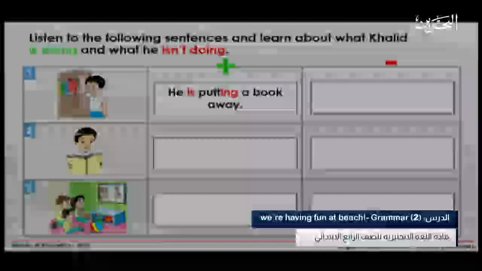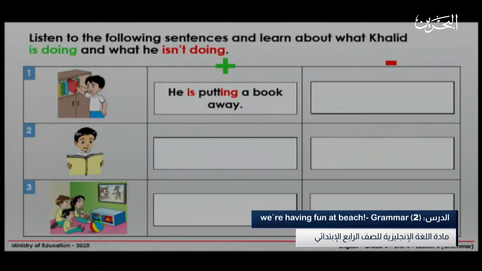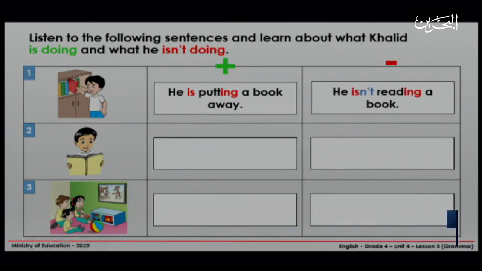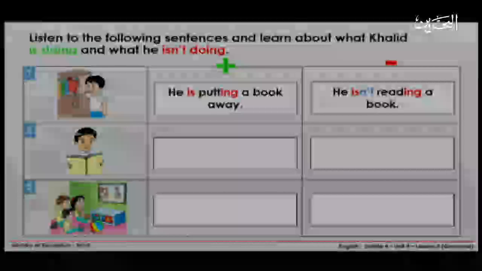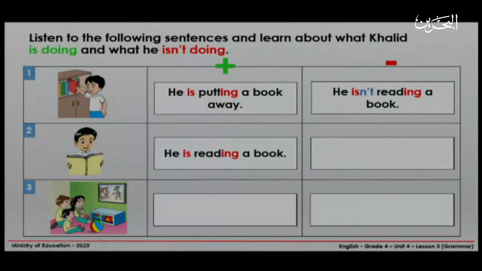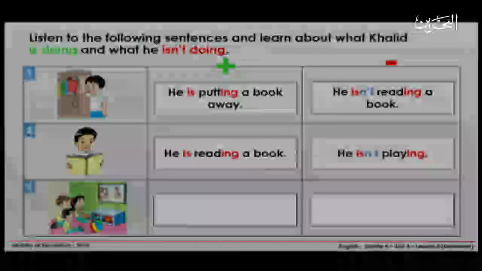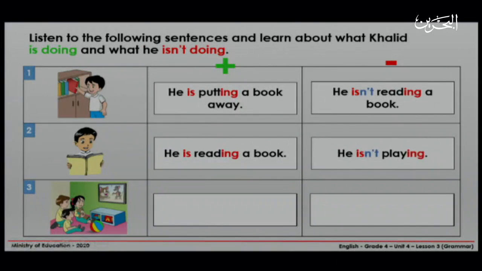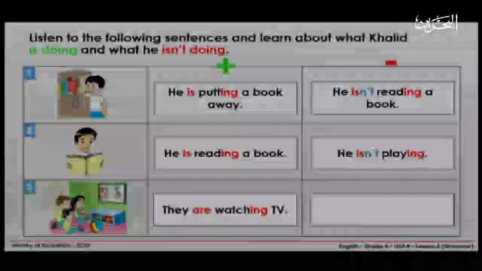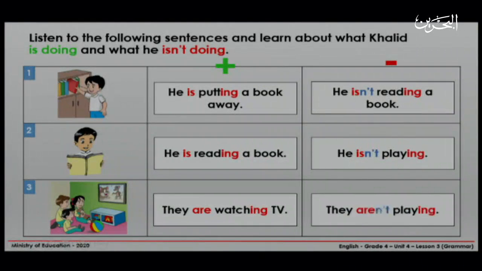Now let's see the negative sentence. He isn't reading a book. Now let's see the second picture. He is reading a book, but he isn't playing. What about the third sentence? They are watching TV, but they aren't playing.